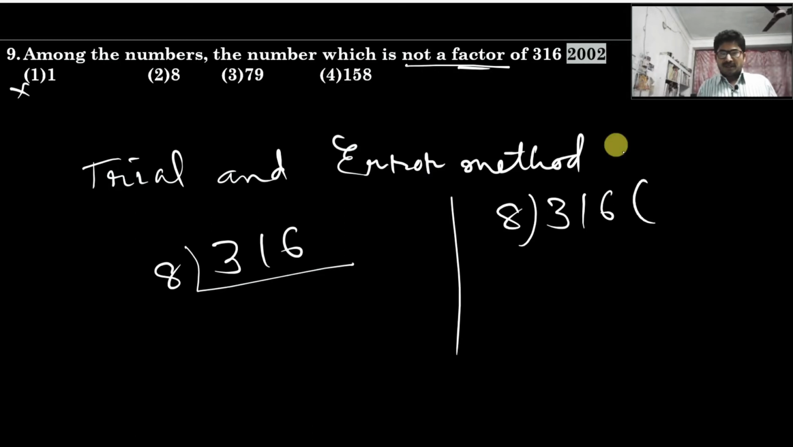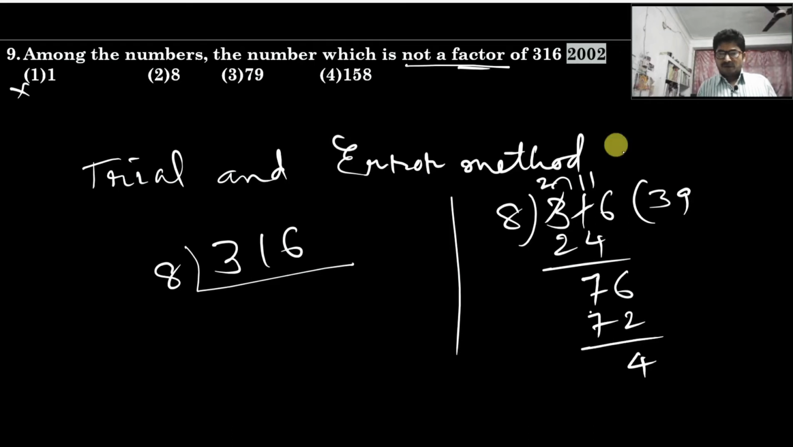8 threes are 24. 1 minus 4 not possible. Borrow here, 11. 11 minus 4 is 7. 8 nines are 72. 4 is remainder, children. So this is not exactly divisible by 8. So that's why this 8 is not a factor of 316, option 2.